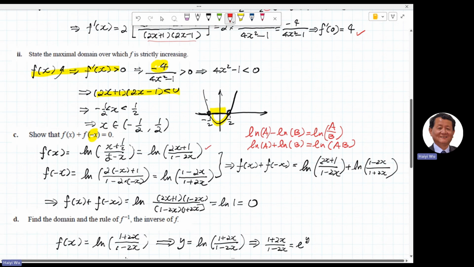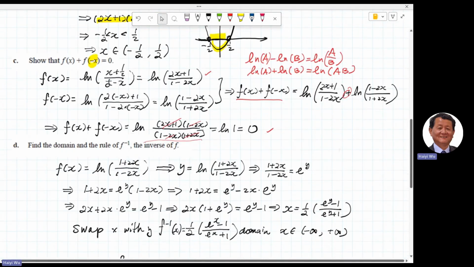For f(-x), just substitute x with negative x. So we combine them together, and you can see here that's a plus, so it becomes a product. Once you multiply, those cancel. So it becomes log 1. So log 1 is 0. So it's confirmed.